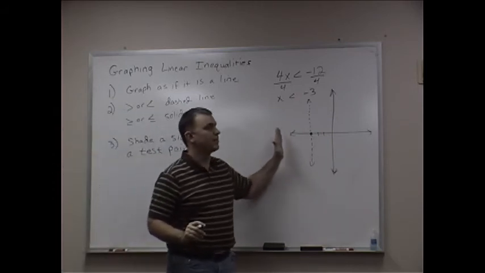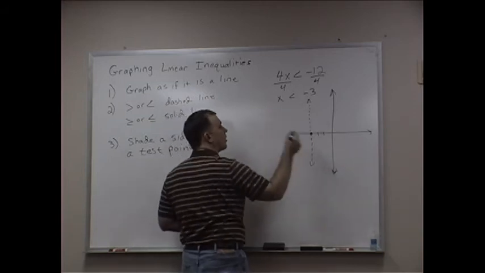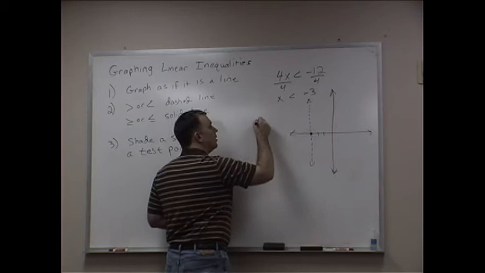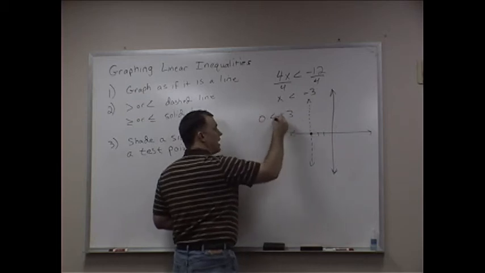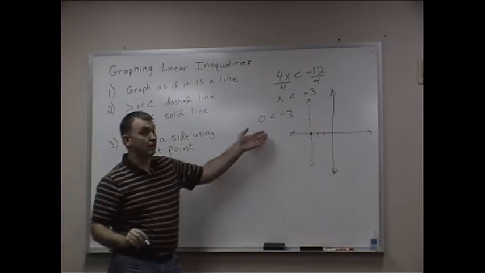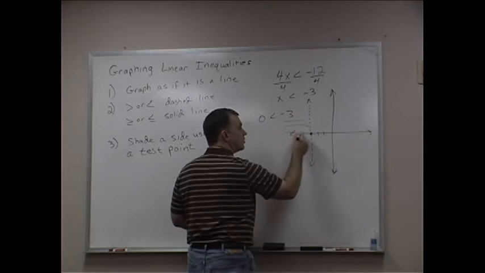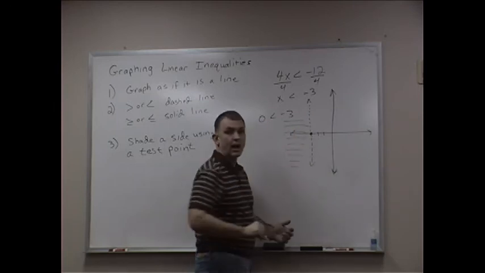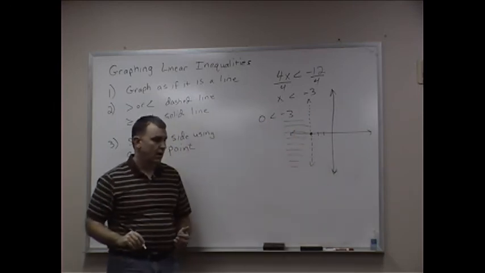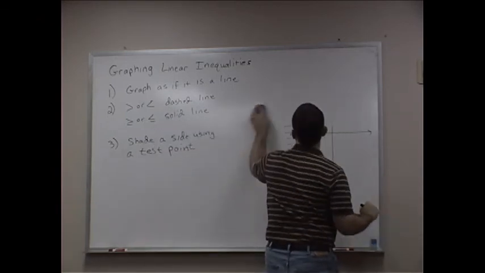Now, which side should I shade? We don't really have a top and a bottom, but we have a left and a right. We're going to use our test point 0, 0 again. Here's our test point. 0 is less than -3. Is that a true statement or a false statement? That's a false statement. So we're not going to shade the 0, 0 side. We're going to shade this side right here. Okay? All right, one more problem. We're going to call her good.